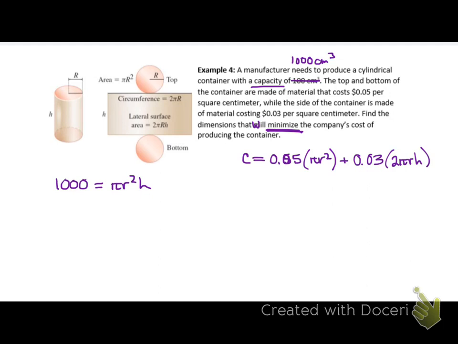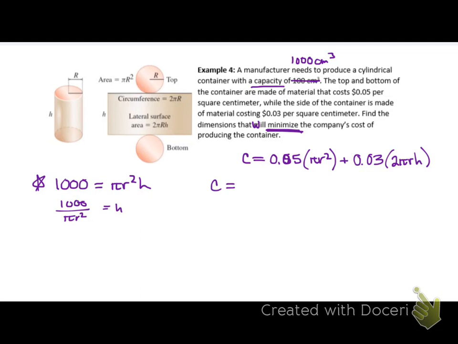Now, it's the cost that we're trying to optimize, which means that we need to take this equation over here and solve for a variable to plug in. And it might be easier, because we have h once, to just solve for h. So h is 1,000 over pi r squared. So let's take that and plug it in over here. So C, and I'm going to go ahead and simplify a little bit as I go.